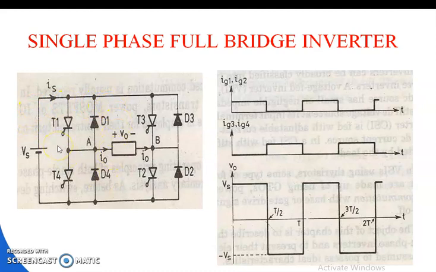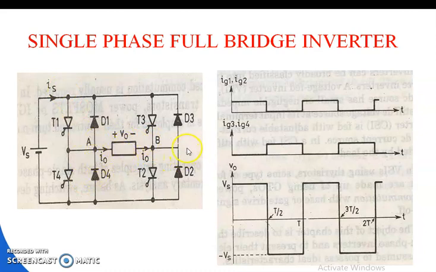Figure number 1 comprises two pairs of thyristors, T1, T2, T3, T4, and two pairs of diodes, D1, D2, D3, D4, connected here. The source voltage Vs is applied to the circuit and the load is connected in between. This portion shows 50% of the bridge circuit, and this portion shows the other 50% of the bridge circuit. Whenever both portions are added, that shows the full bridge inverter circuit. Vs and Is are the source voltage and source current, and V0 and I0 are the load voltage and load current respectively.